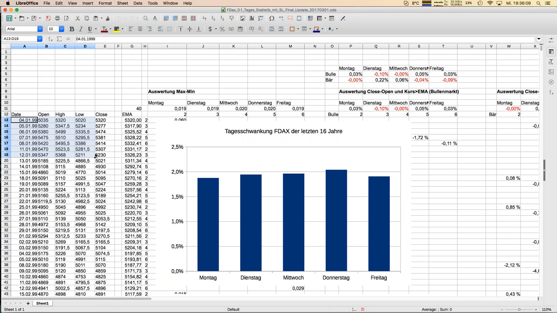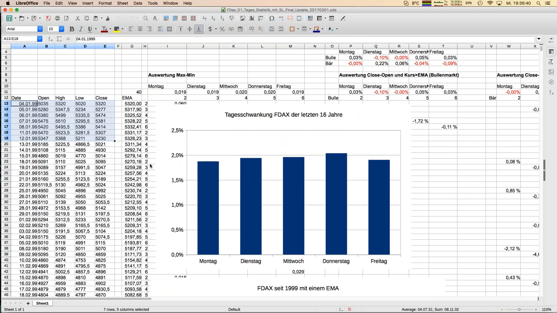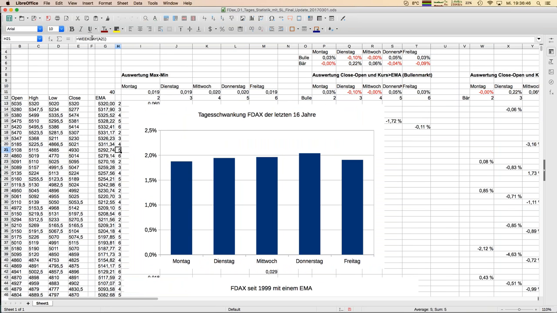So I start with DAX values since 99. And of course, I have always those open, high, low, close values. And talking about DAX in this case means I talk about the so-called FDAX, the future DAX, meaning that kind of DAX which opens at 8 a.m. and closes at 10 p.m. Later, we will see that we need an EMA, and that is easy to calculate. And what we need is the day of the week, but that can be calculated in Excel quite easily. So there's a command for that, and that is WEEKDAY.